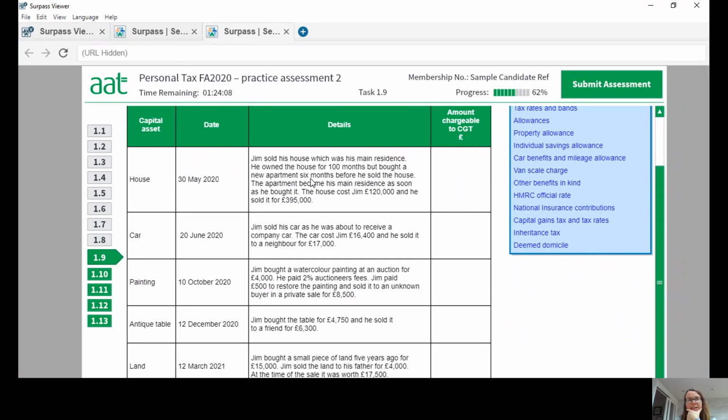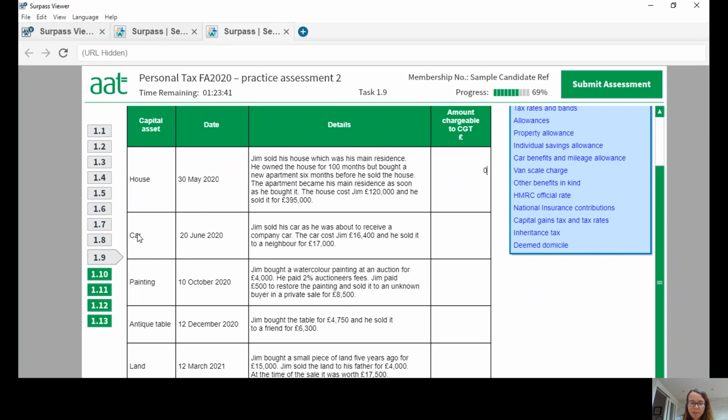However, there's the 9 months at the end, for whatever reason, rule for deemed occupancy. So although the apartment has become his main residence, it was within the last 9 months. So therefore, there would still be no capital gains tax on the sale of the house.